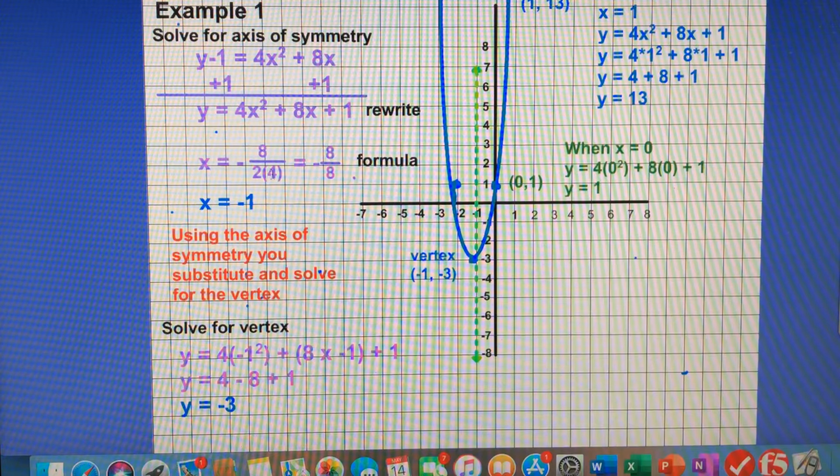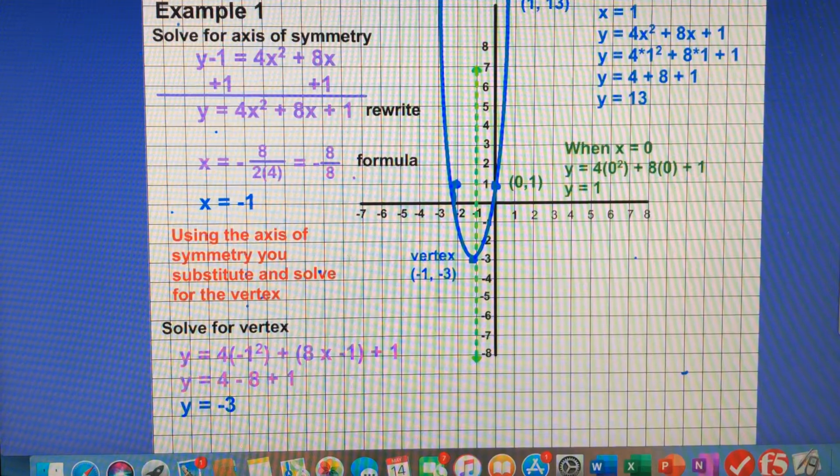I use my formula, the inverse of b over 2a, and I find out that my axis of symmetry is x equals -1, and I plot my axis of symmetry. Using my axis of symmetry, that gives me another set of coordinates, which I'm going to go ahead and plug in. x equals -1 into my equation, and I'm going to get a y value of -3. I now have my vertex, -1, -3.